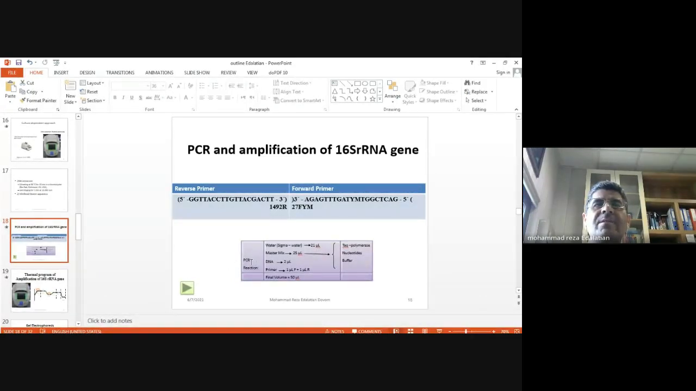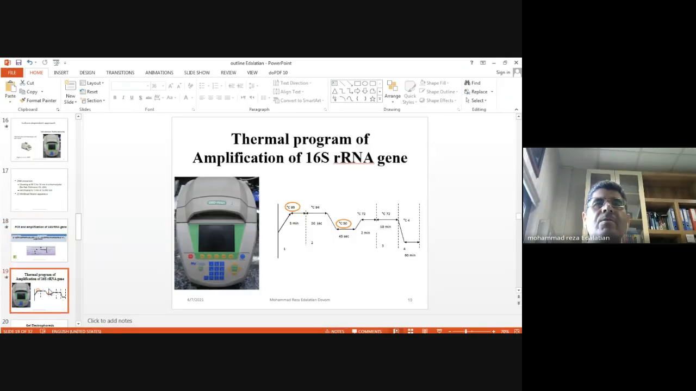And here we have the PCR reaction. As you can see, these are the PCR components, which are composed of water, a master mix, DNA, and primers. And these are the volumes or amounts of each component in the PCR reaction. We should perform the PCR and amplification of the 16S rRNA gene with these two primers. Okay. In the next slide, you can see the thermal program.